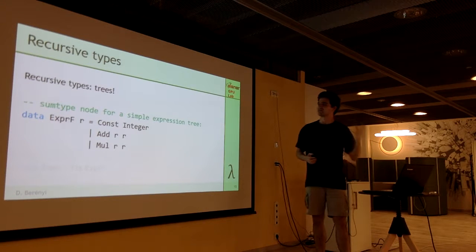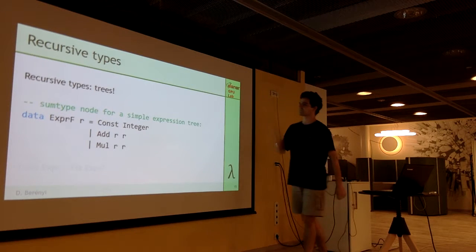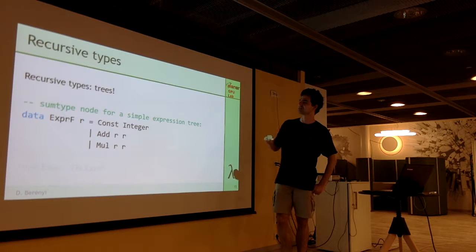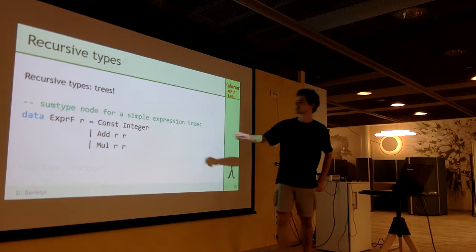So as before, we need a condition to exit at some point of the recursion, and in this small expression tree language that we would like to consider here, we have a constant integer node where there is no recursive position.